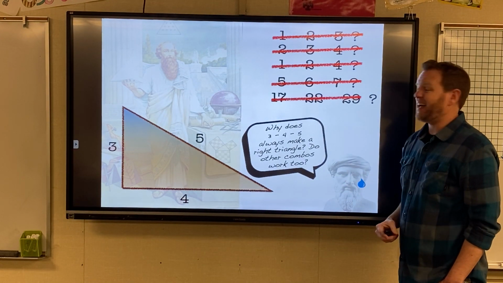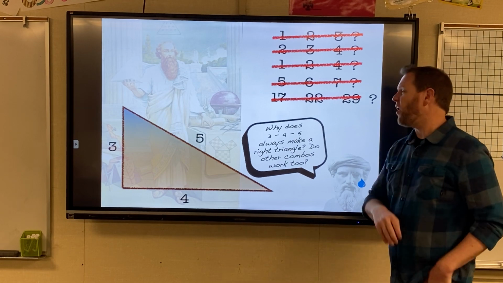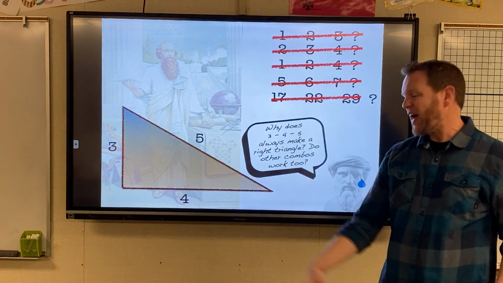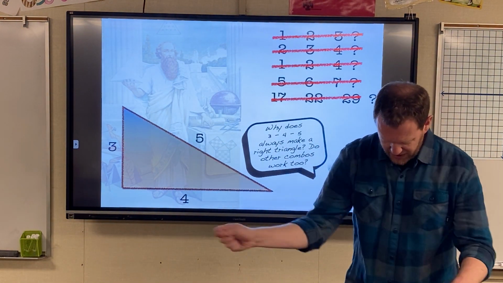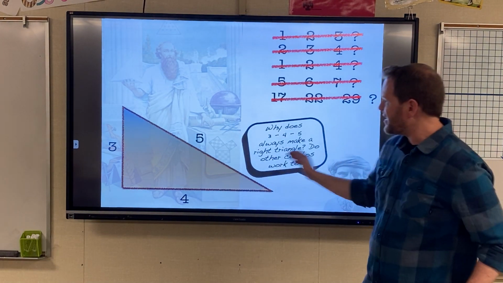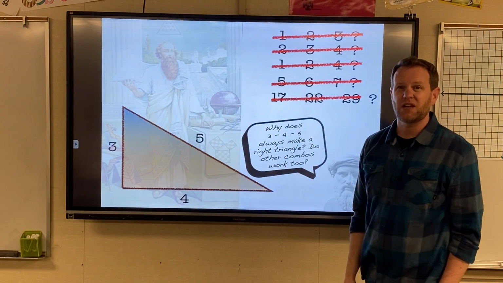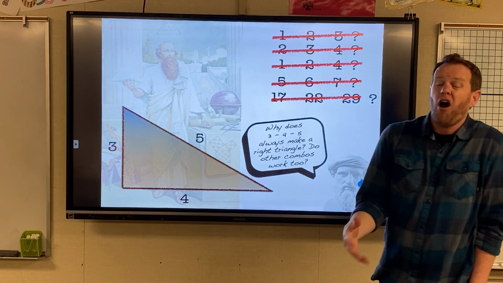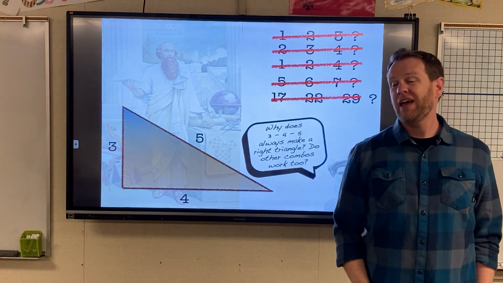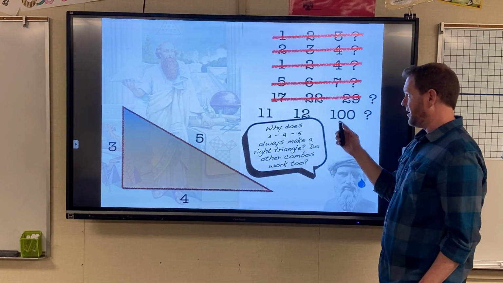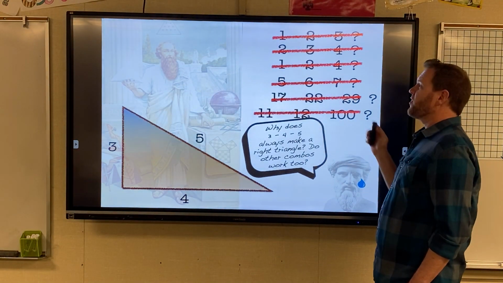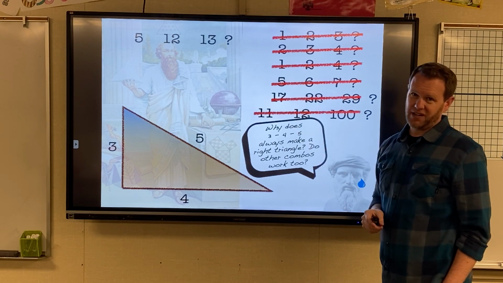17, 22, 29. It didn't work either. And so every day, Pythagoras and all his Pythagorean people are drawing triangles and trying to make them turn into right triangles and trying to figure out what numbers worked and what numbers didn't work. And most of the time it didn't work. Almost all the time it didn't work. Except every once in a while, there were numbers that did work.